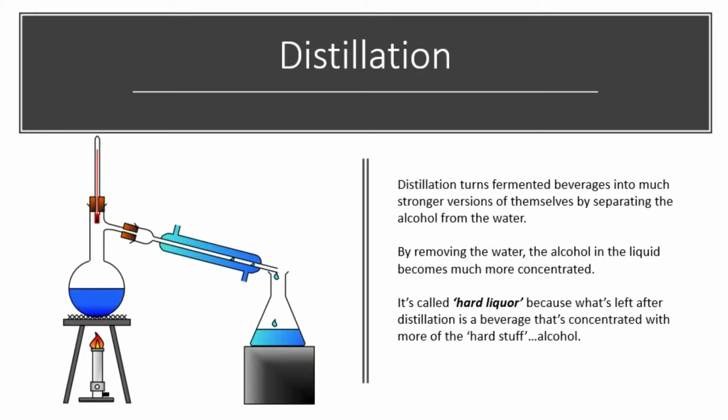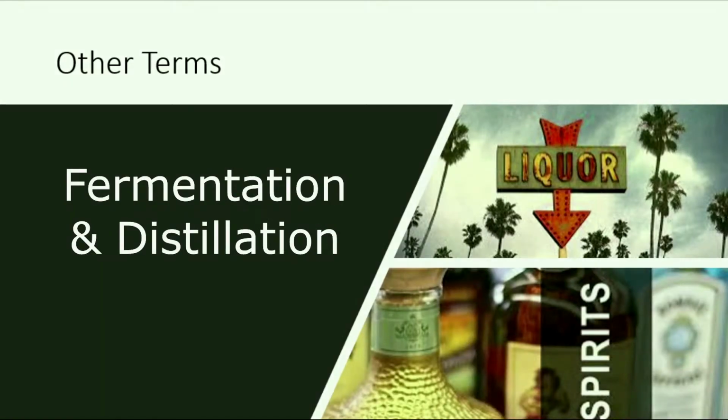Distillation takes the process one step further after fermentation. Distillation turns fermented beverages into much stronger versions of themselves simply by separating the alcohol from the water. By removing the water, the alcohol in the liquid becomes much more concentrated. It's called hard liquor because that's what's left after distillation, a beverage that's concentrated with more of the hard stuff, the alcohol. Now that you know what fermentation and distillation are, let's learn some other terms.